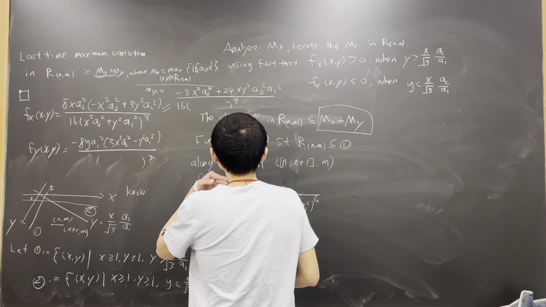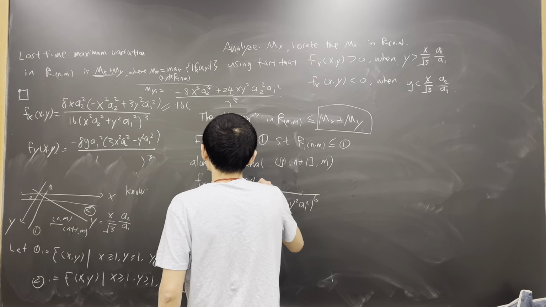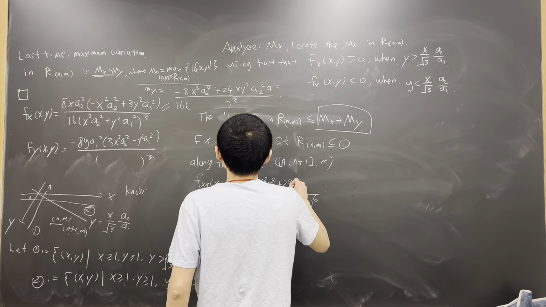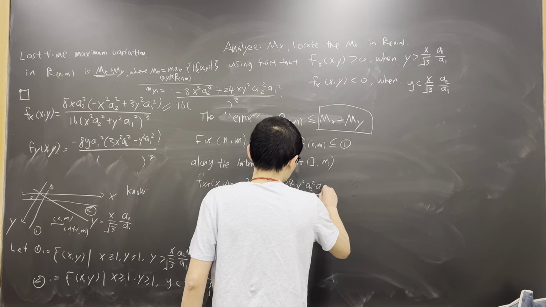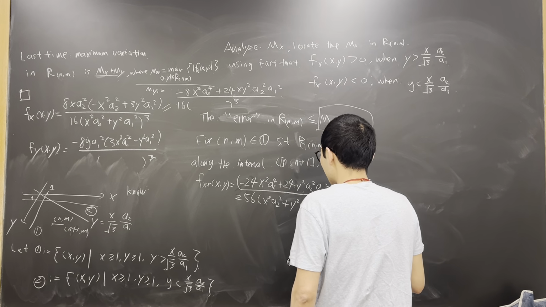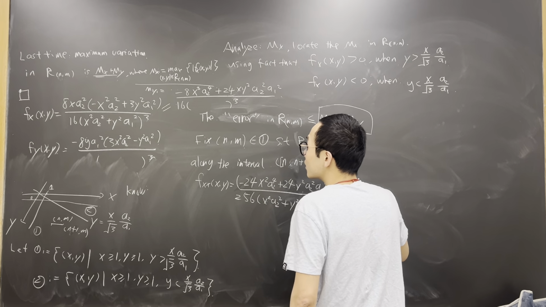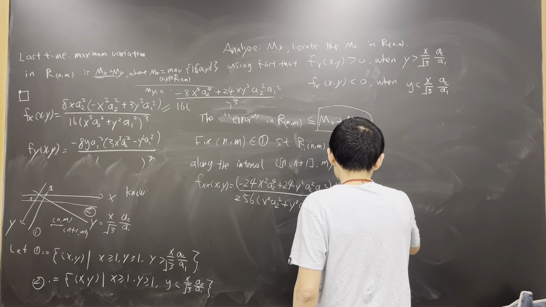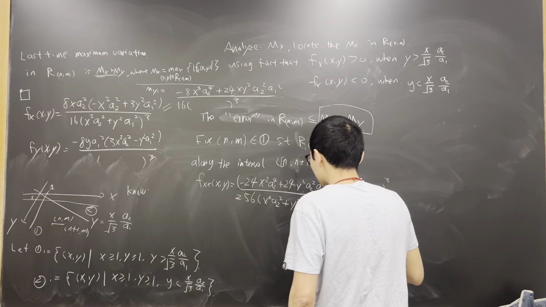So when I'm taking the first partial derivative, I get negative 24 x squared a2 to the fourth power plus 24 y squared a2 squared a1 squared, times 16 (x squared a2 squared plus y squared a1 squared) cubed.